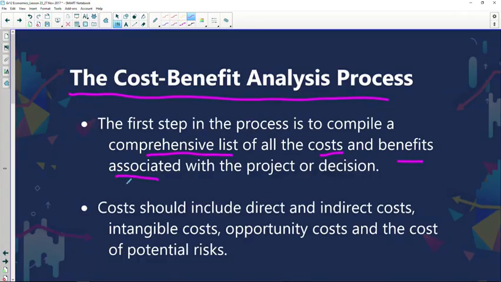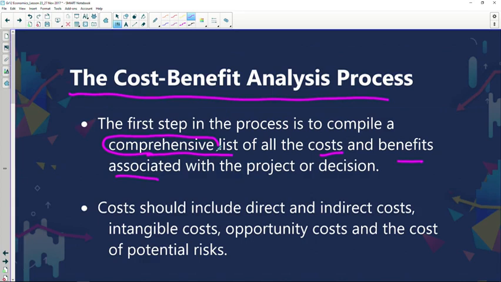Moving right along, the cost-benefit analysis process. It's important to understand the process as well. The first step in the process is to compile a comprehensive list of all the costs and benefits associated with the project or decision. Okay, so we need to have this comprehensive list. The word comprehensive expresses that this needs to be a detailed list with all the costs and the benefits that are associated with the project or with the decision. This list needs to be compiled and made available. So that would be the first step in the process.